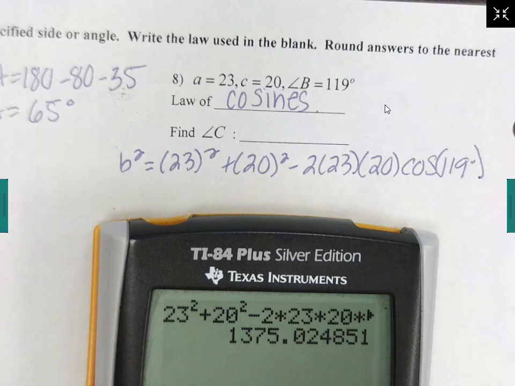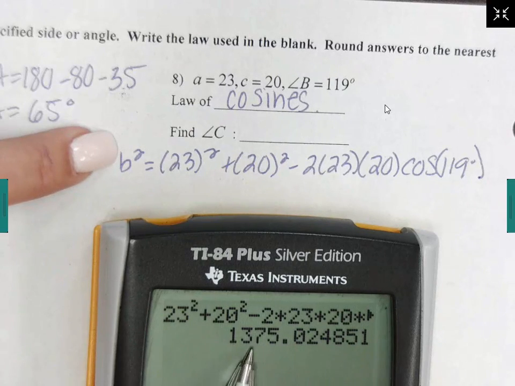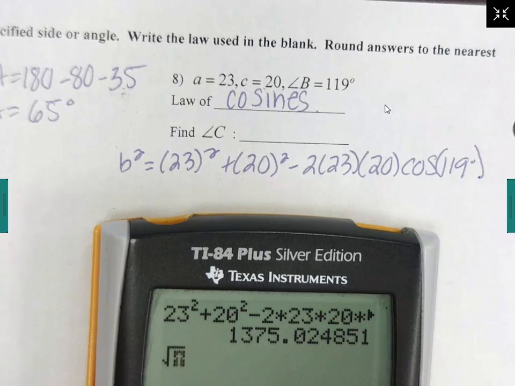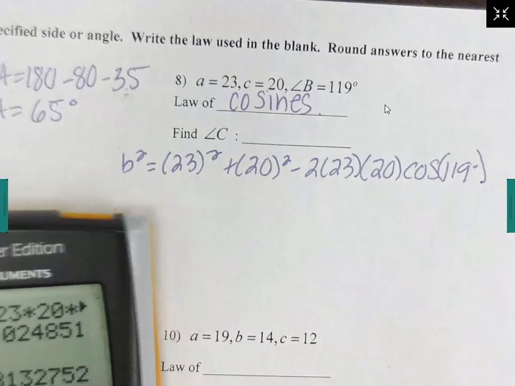When you get this, did everybody get 1,375 and some stuff? When you got this, did you feel like you did something wrong because it's such a big number? No, because why? We still need to take the square root. B squared is equal to this, okay? But we're not looking for B squared, we're looking for B. So if we take the square root of that, we get 37.1. Does that sound about right for B?